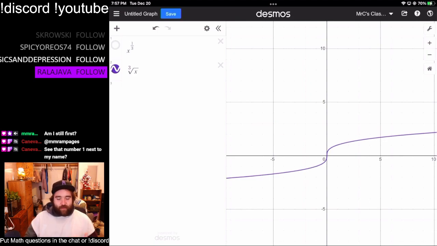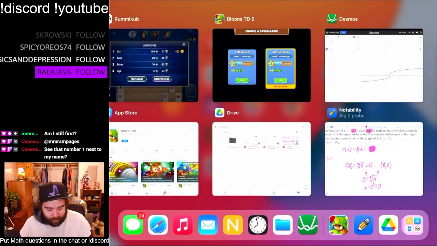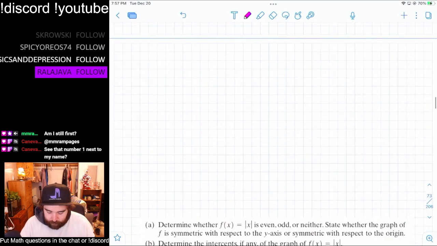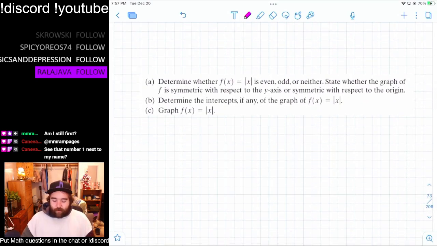I'm trying to think about how to show that really quickly on Desmos. That's not super quick to be able to show, though. So I think we'll move on for now, because I think we're doing a very similar thing for the next problem. So we're doing the exact same process.